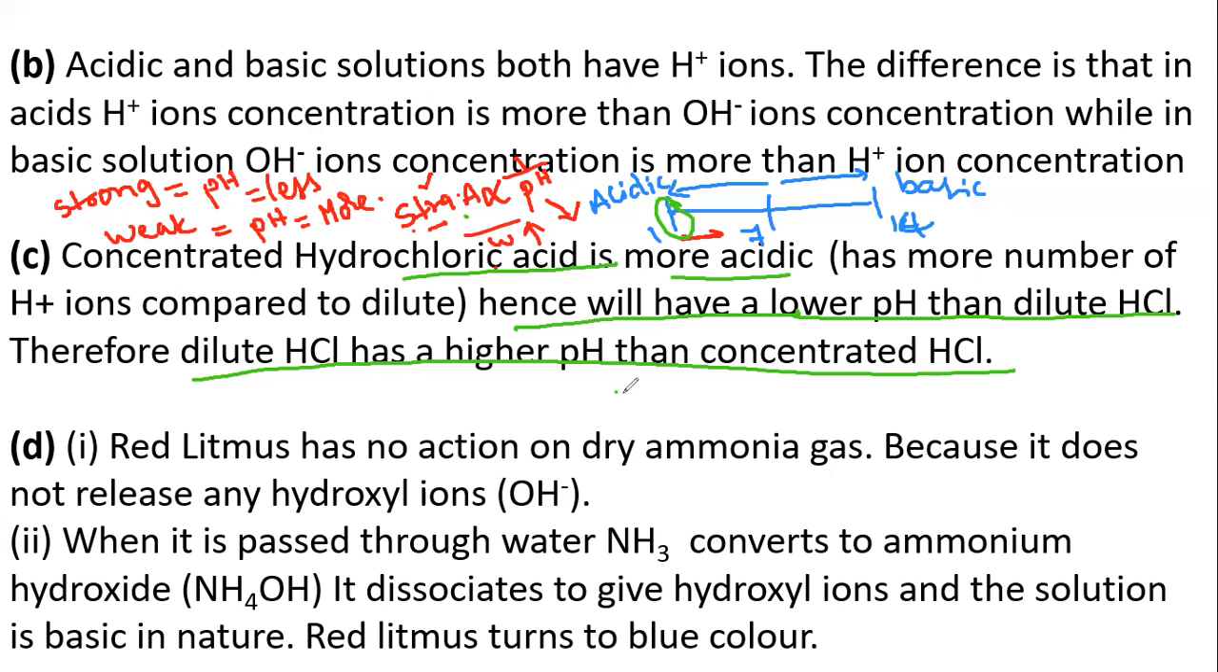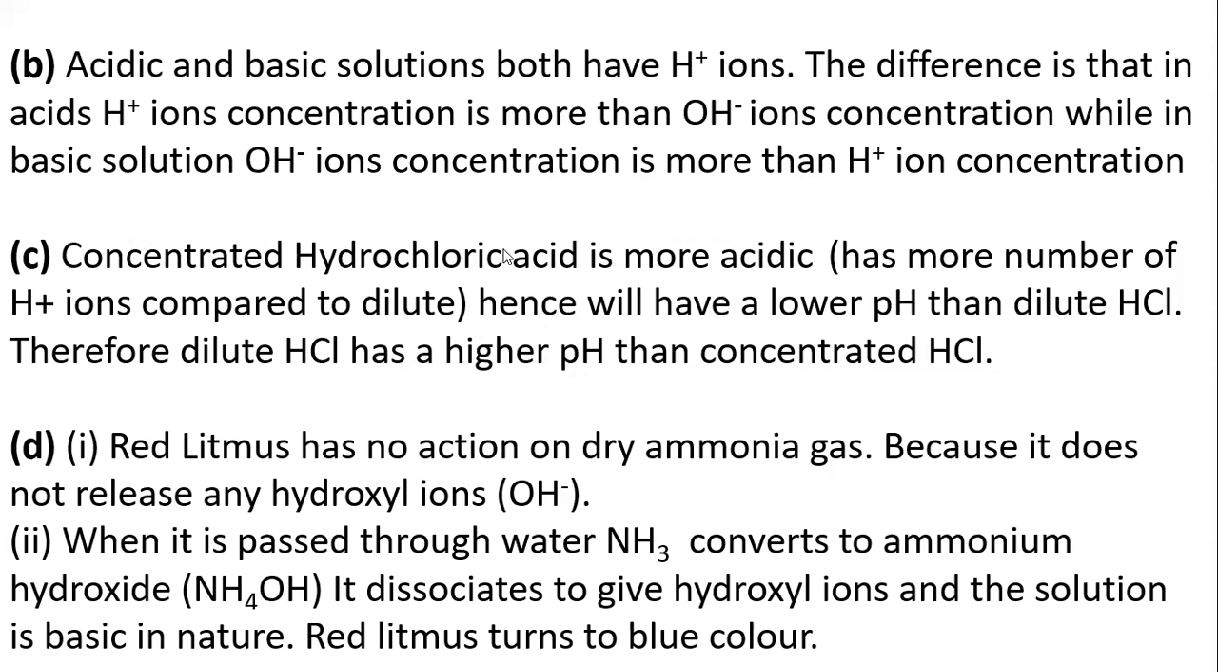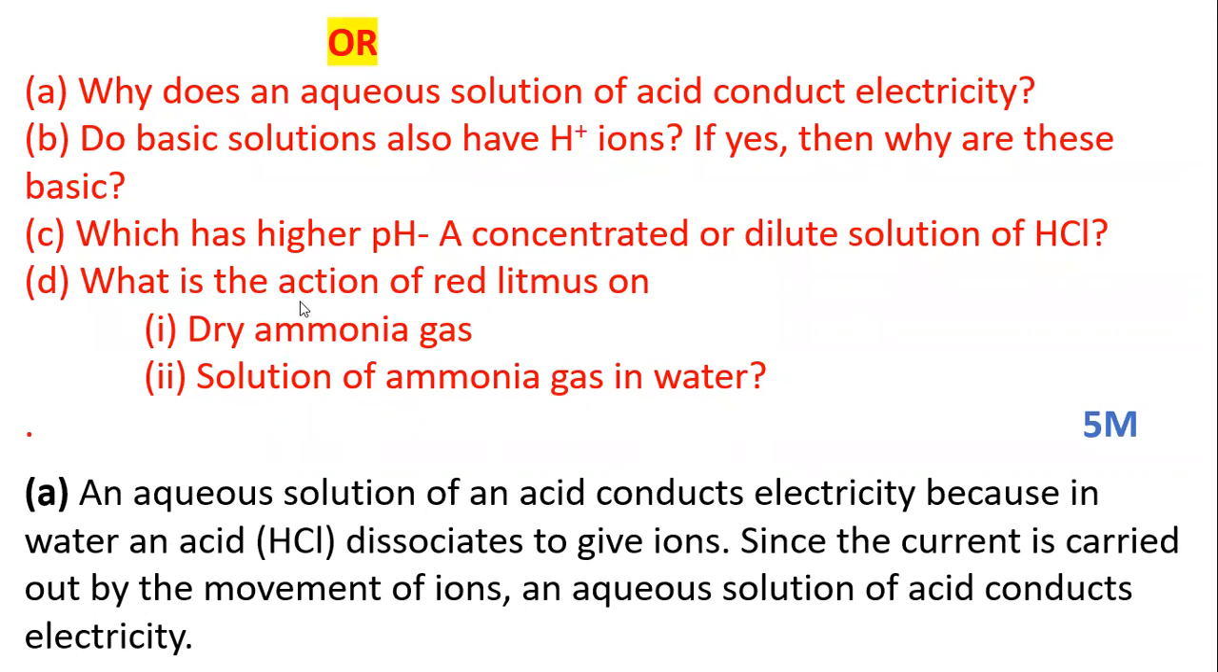More pH means very weak, dilute acid. Then see another question, Question D. What is the action of red litmus on dry ammonia gas and on a solution of ammonia gas in water?